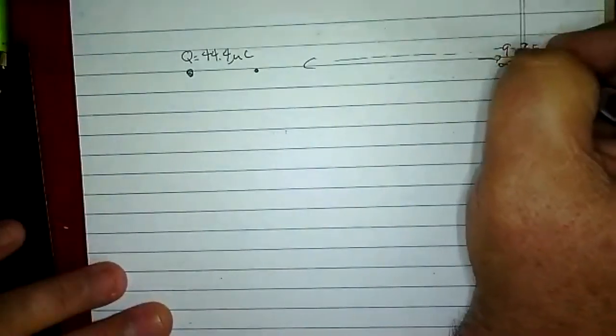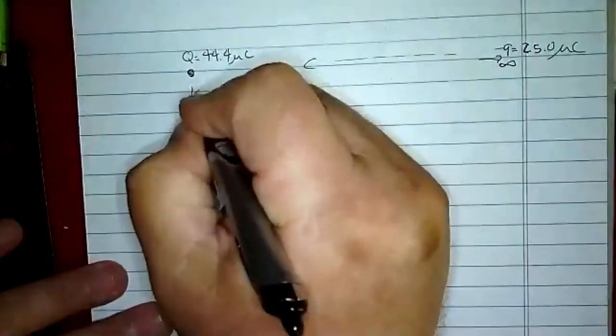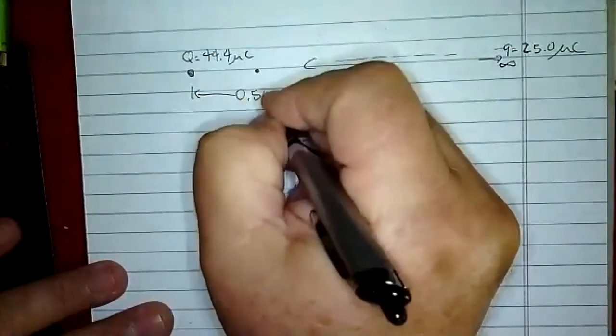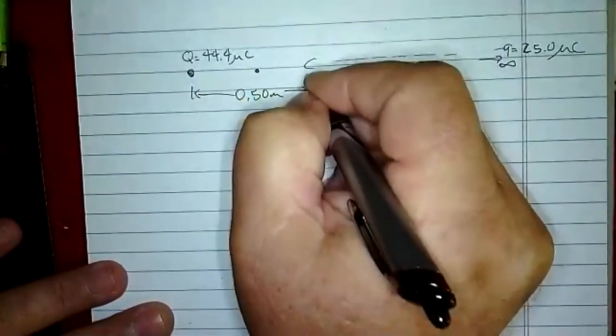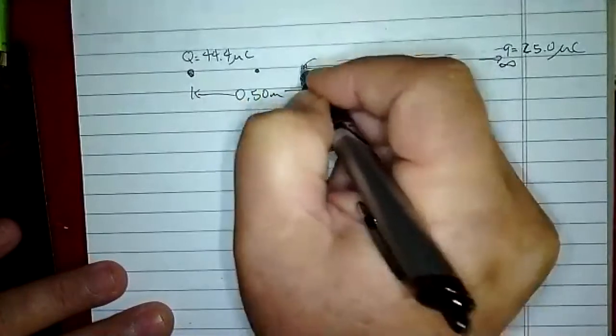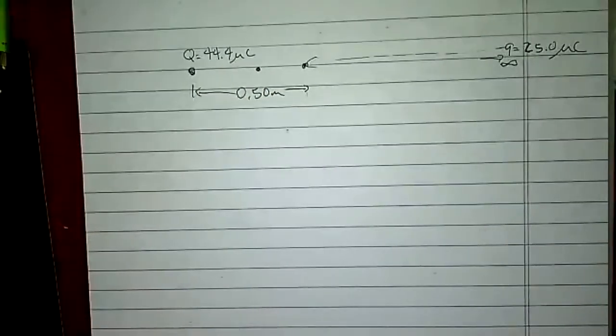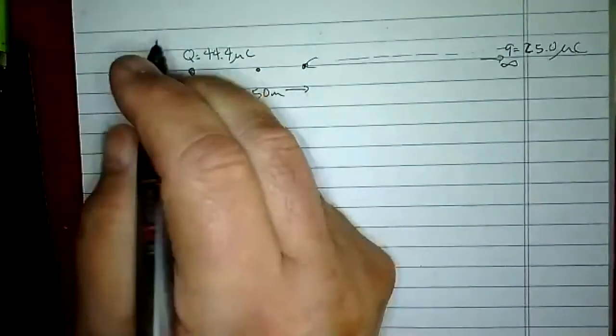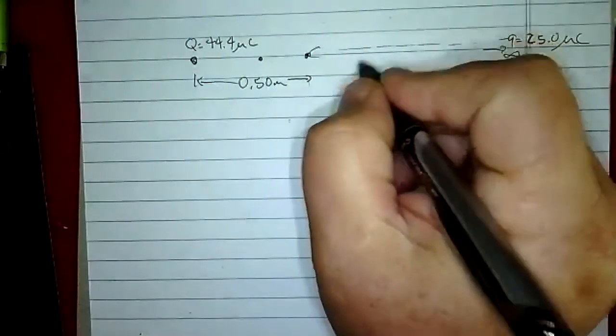Okay, now I'm going to bring it in all the way from infinitely far away, until this charge Q is 0.50 meters away. Again, it's a half meter. So I'm going to bring that charge all the way in here, and I want to know what work is required. Well, you might think that work is just force times distance, but the problem is the force changes.